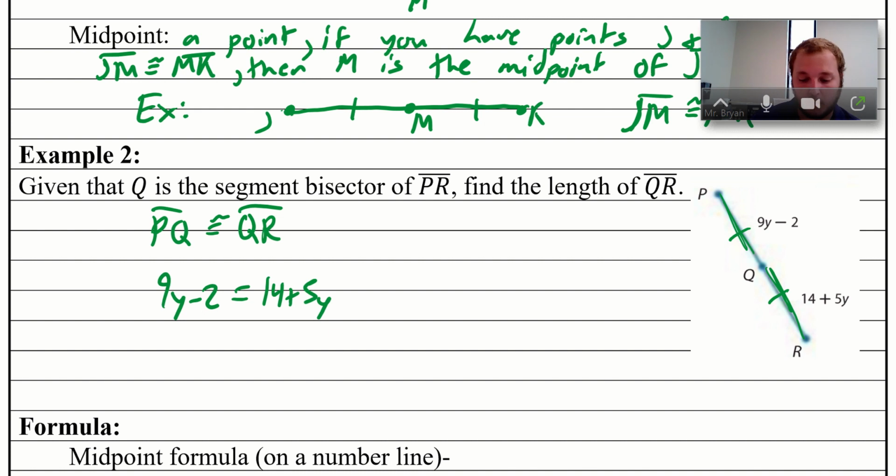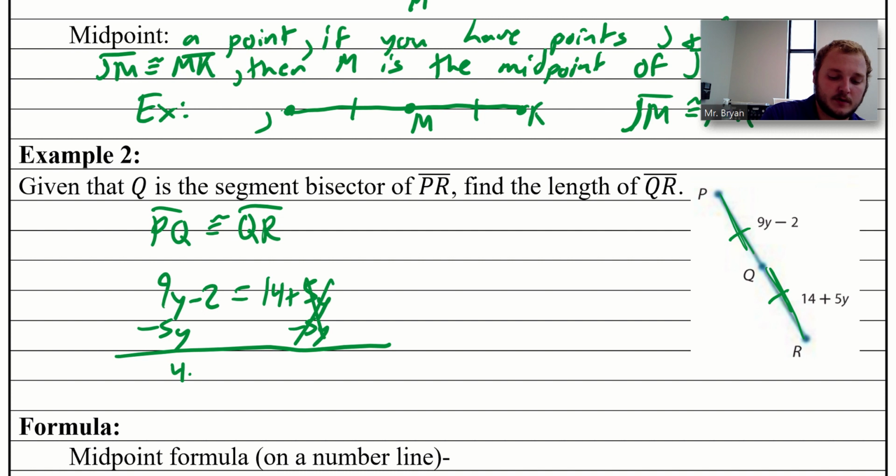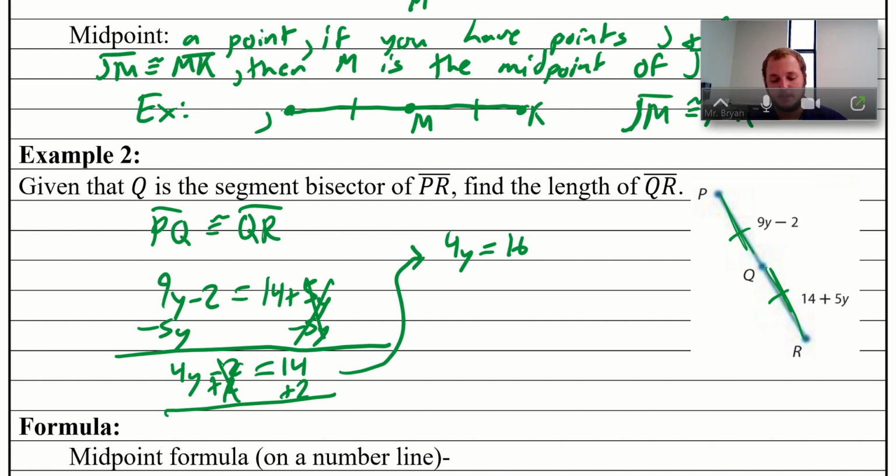So I want to solve for y to start. I look at this here. I want to get variables on one side. I see a positive 5y on the right side, so I'm going to cancel that out by subtracting. So I have 4y minus 2 equals 14. Next step, get numbers on the other side, so add 2 to both sides. When I do that, these cancel. I'm left with 4y equals 16. And the last step we know is always to divide by the number in front of the variable. So I get y equals 16 divided by 4, which is 4. And I'm going to circle that answer, y equals 4.